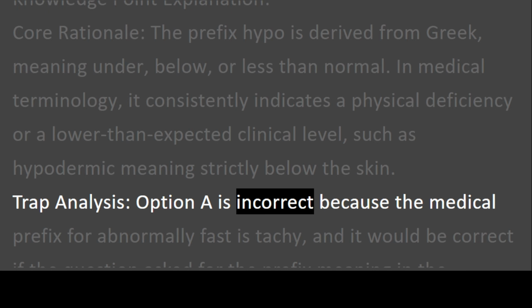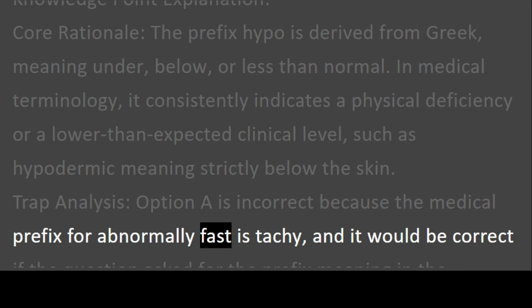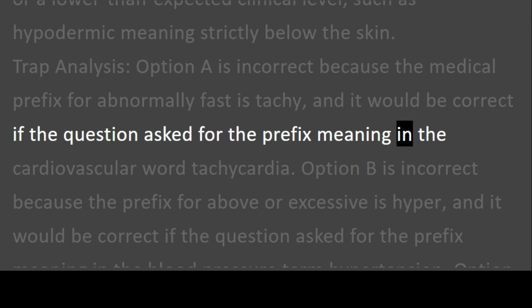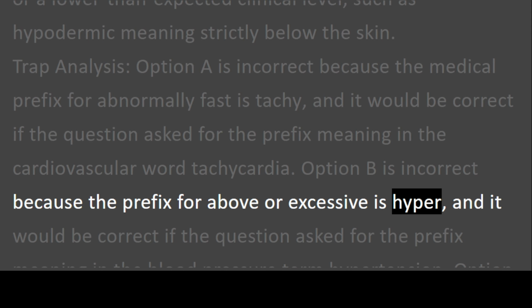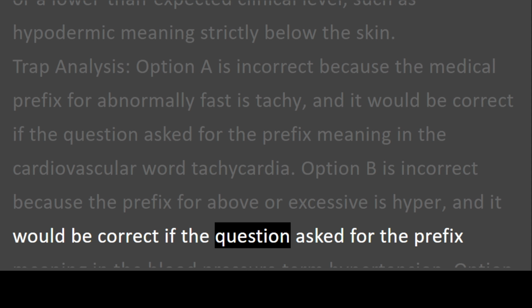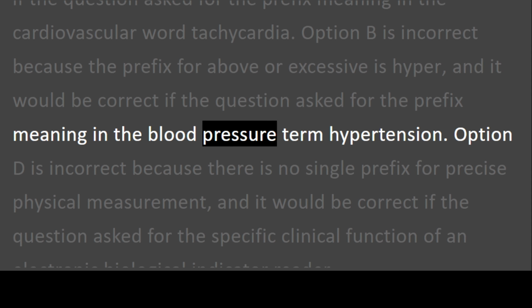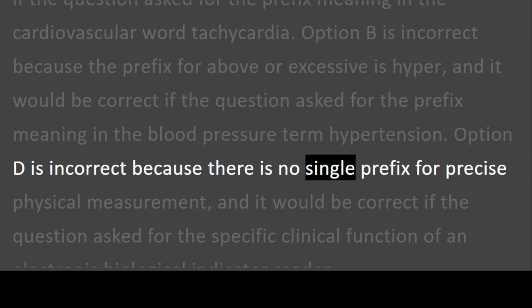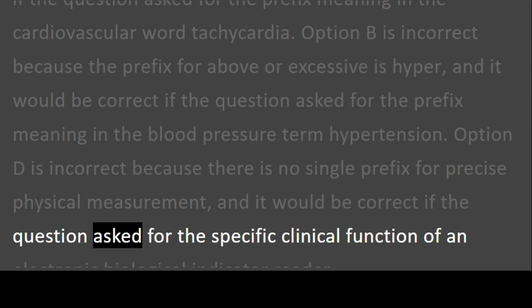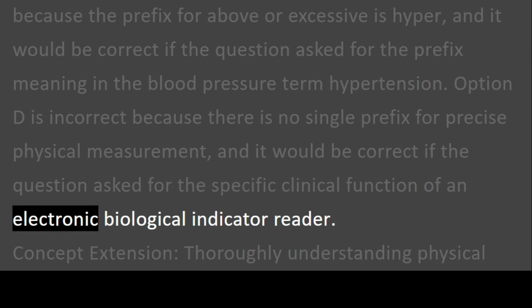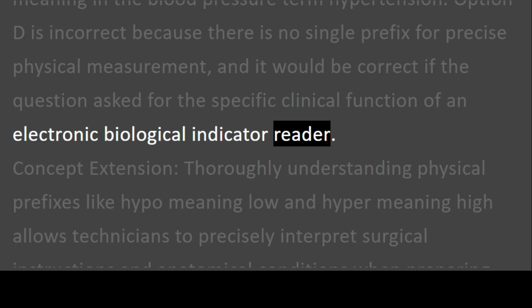Option A is incorrect because the medical prefix for abnormally fast is tachy, and it would be correct if the question asked for the prefix meaning in the cardiovascular word tachycardia. Option B is incorrect because the prefix for above or excessive is hyper, and it would be correct if the question asked for the prefix meaning in the blood pressure term hypertension. Option D is incorrect because there is no single prefix for precise physical measurement, and it would be correct if the question asked for the specific clinical function of an electronic biological indicator reader.